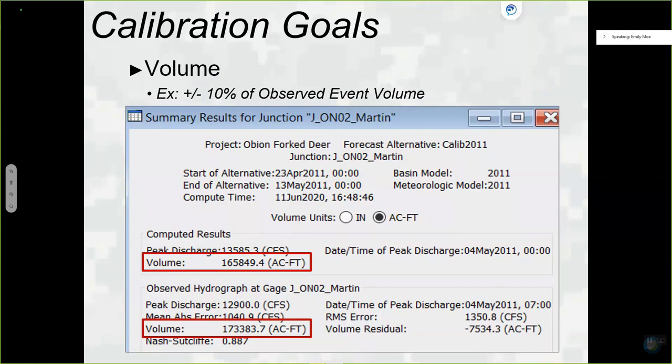All right, so volume is another key component of each calibration that you should take into consideration when you're setting your goals, particularly if you'll be using the HMS model for SWIMS or for other reservoir studies. The event volume is a critical component that you'll want to capture as closely as possible. And up here in St. Paul for our SWIMS models, we set an initial goal of capturing that total event volume within 10% of the observed event volume. And again, HMS makes it really easy to obtain the modeled and observed volumes for the event directly from within the summary table at each junction with observed data.